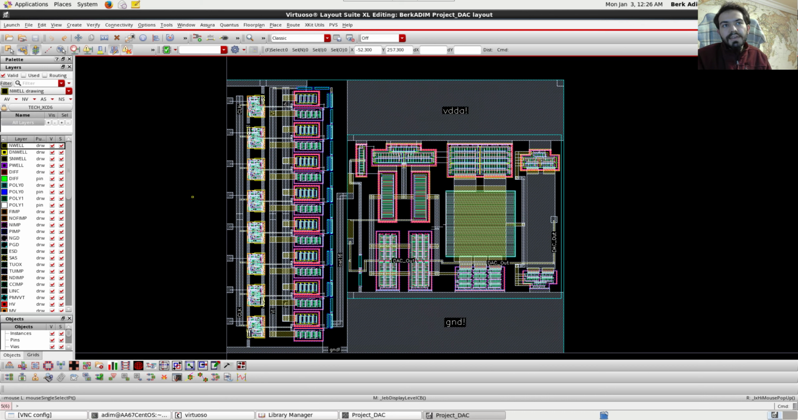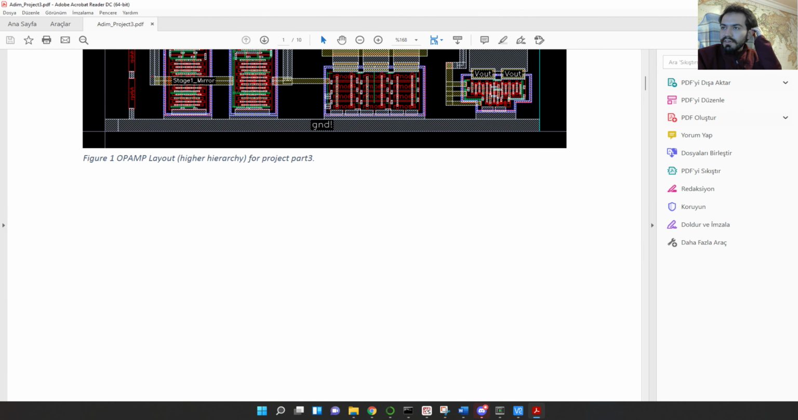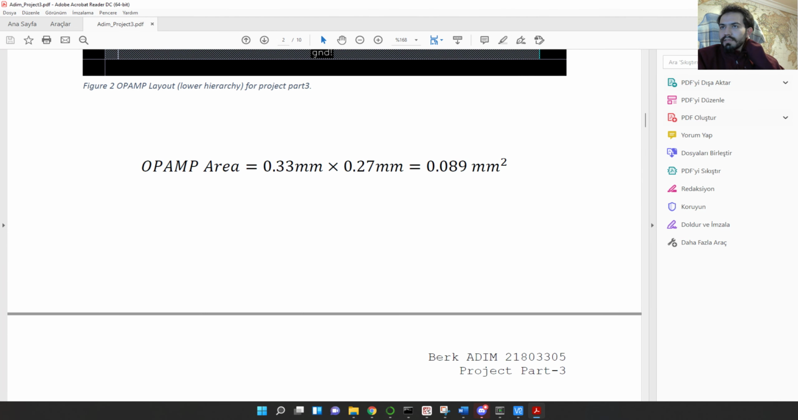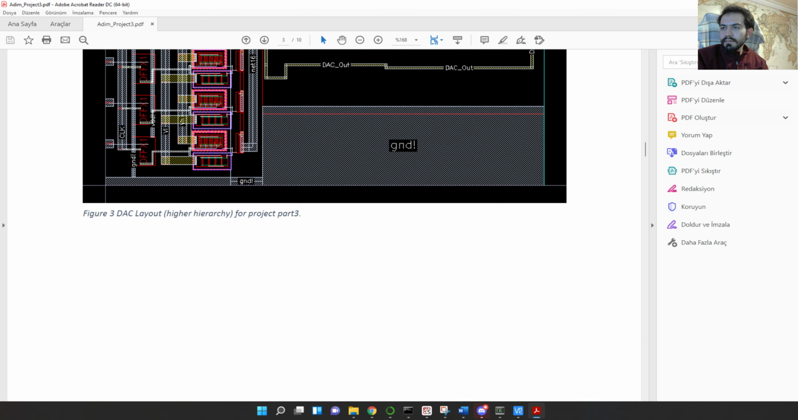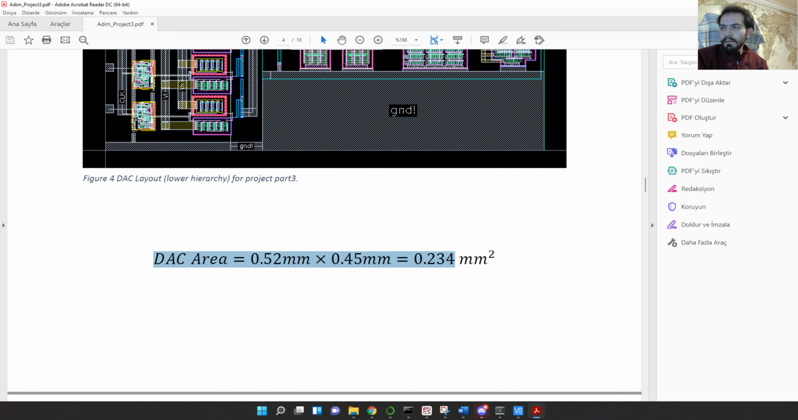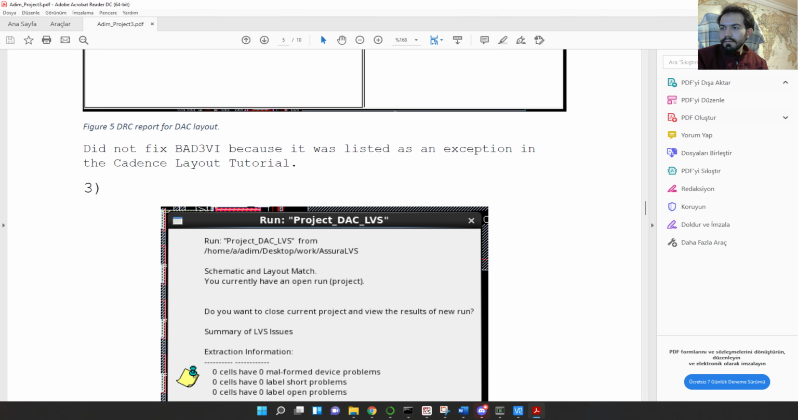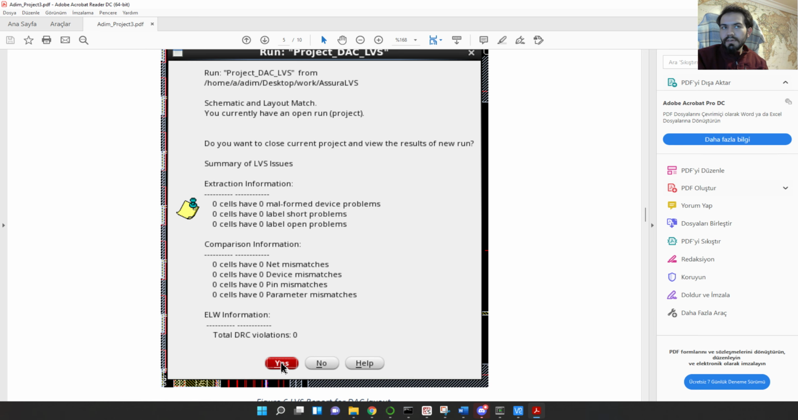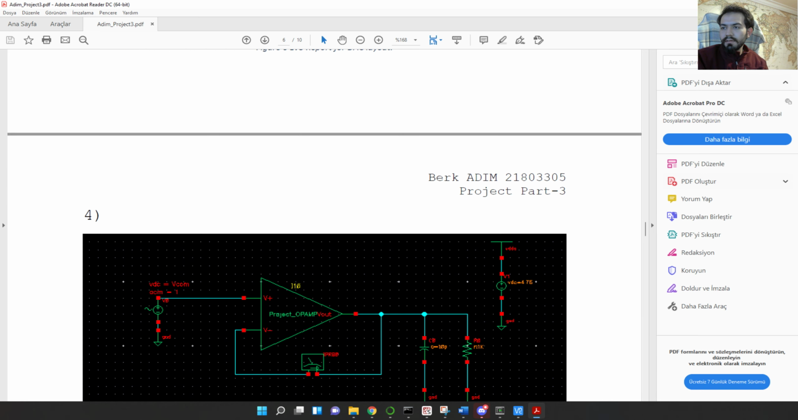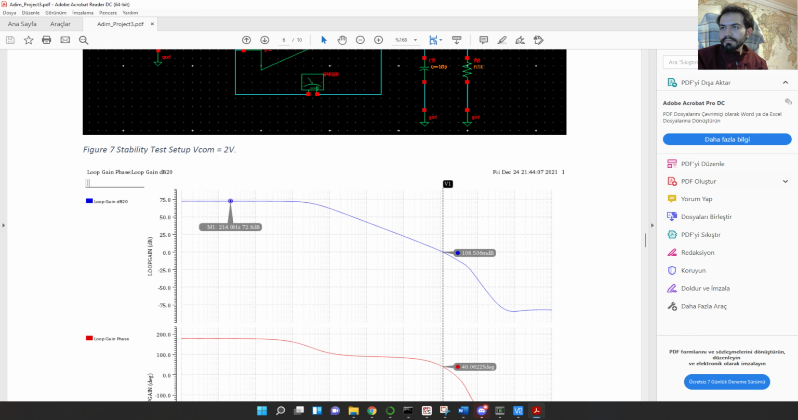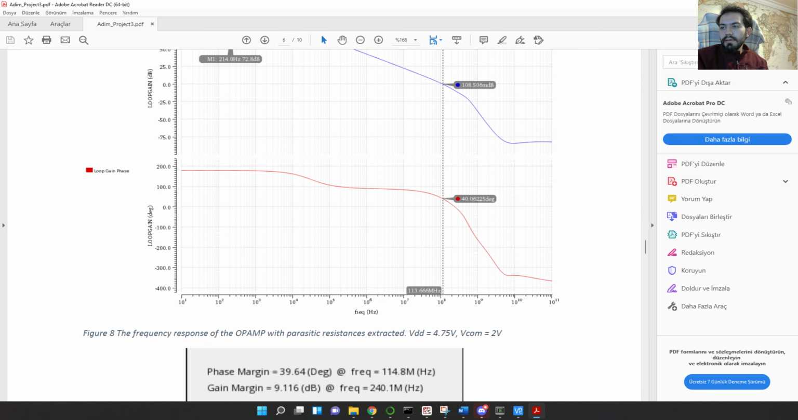And as I said, we actually extracted these designs and ran some tests on them. So let me show you those tests now. So here are our designs. They have quite nice areas, as you can see. Let me show you the tests now. As you can see, we have run LVS and we're not getting any errors.